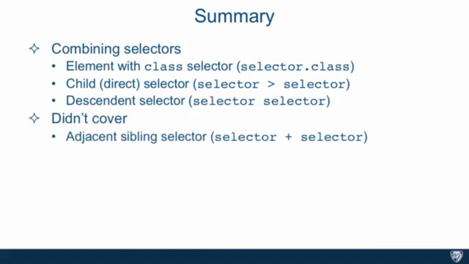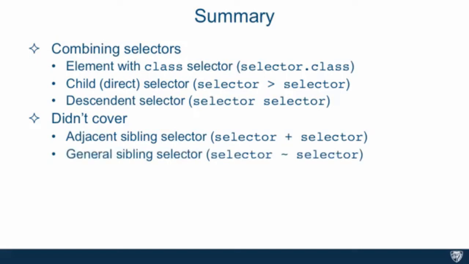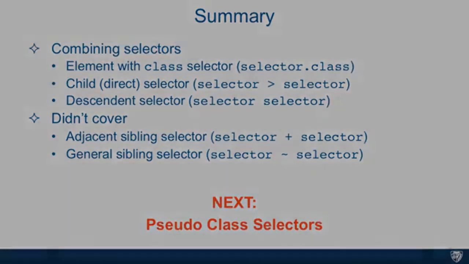There are a couple of combination selectors that we did not cover. For example, one is adjacent selector and another one is general sibling selector. Now these selector combinations are a little bit less common than the other ones that I showed you, so I'll leave it up to you to look it up in the specification or online as to how they work. Next, we're going to talk about pseudoclass selectors.